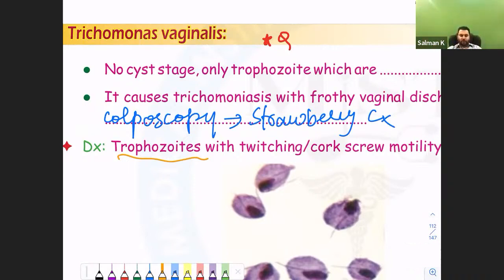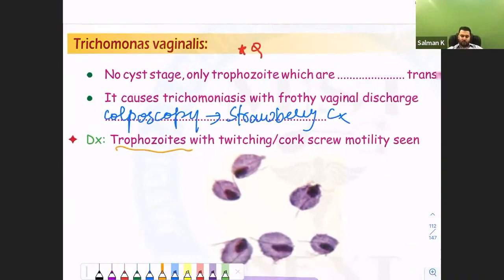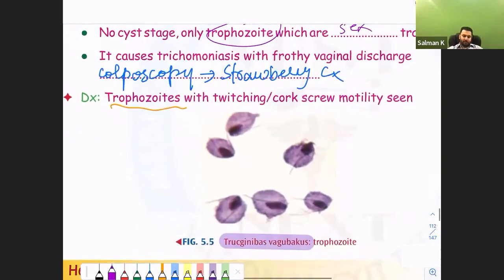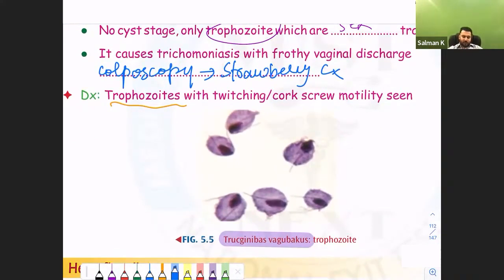Next organism, Trichomonas vaginalis. This is the organism. See, 2 stages I have been mentioning, either trophozoite or cyst, right? But this one doesn't have a cyst stage. It only has the trophozoite stage, and these trophozoites are sexually transmitted. Next, it causes trichomoniasis disease. Of course, everybody knows this. It produces a discharge. And on the colposcopy, you get to see the strawberry cervix.